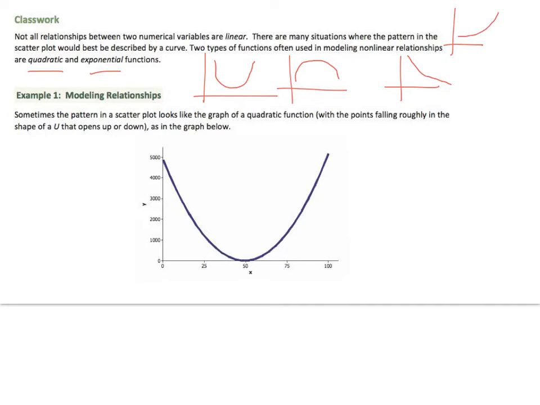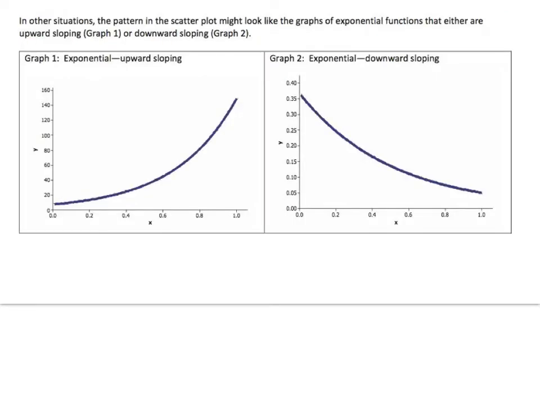So, first example. Sometimes the pattern in a scatter plot looks like the graph of a quadratic function, with the points falling roughly in the shape of a U that opens up or down, as in the graph below. In other situations, the pattern in the scatter plot might look like the graphs of exponential functions that are either upward sloping or downward sloping. That's our exponential.